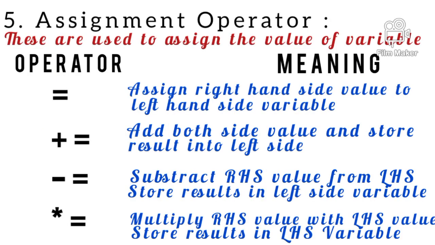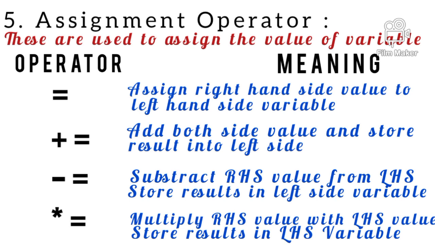Next is assignment operator. These are used to assign the value of variable. So first one is equal to. It assigns right hand side value to left hand side variable. Second one is the plus equal to. It adds both side values and stores result in left side. Third one is the minus equal to. It subtracts RHS value from LHS and stores result in left side value.